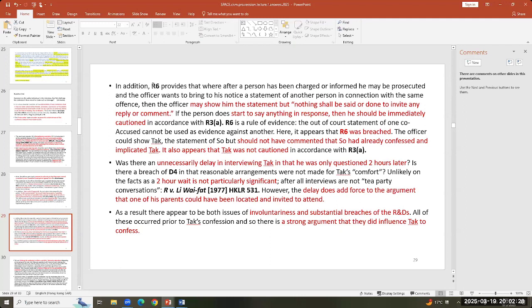Now, in our fact pattern, we're told that he's left waiting for 2 hours before he's interviewed. So maybe you would be thinking, is that oppressive? Probably not. 2 hours is not a significantly long period of time. But that does give us justification for arguing that in that 2 hours, they could have located his parents and invited them to attend the interview. So our conclusion is that there is a good ground to argue involuntariness and also substantial breaches of the rules and directions.